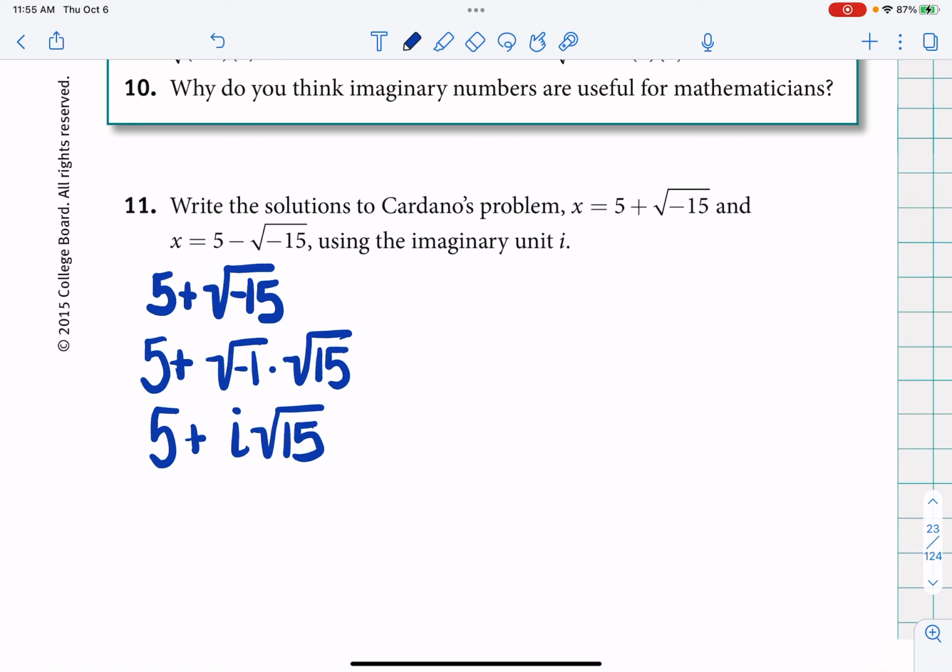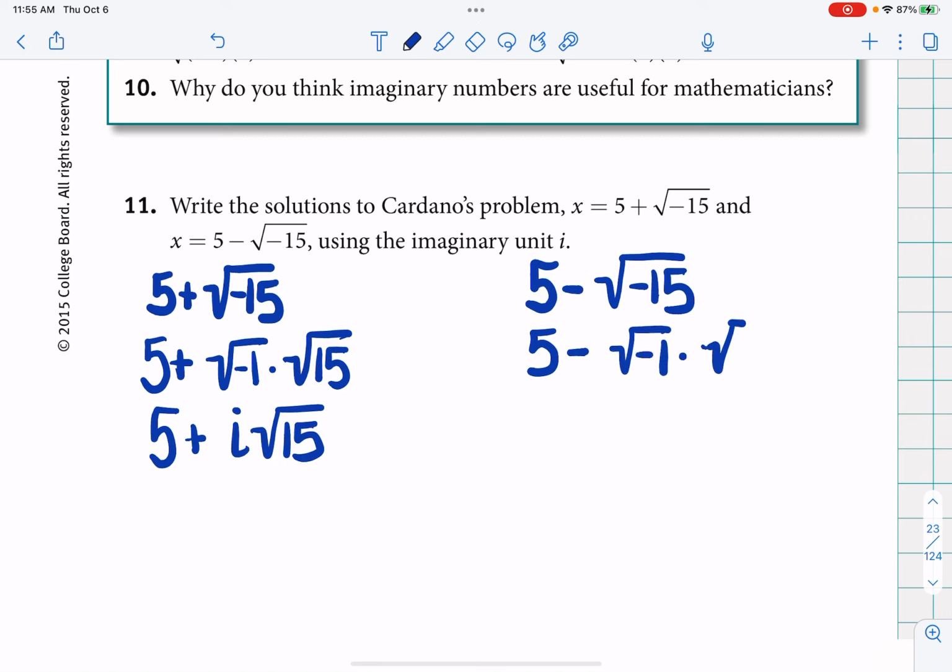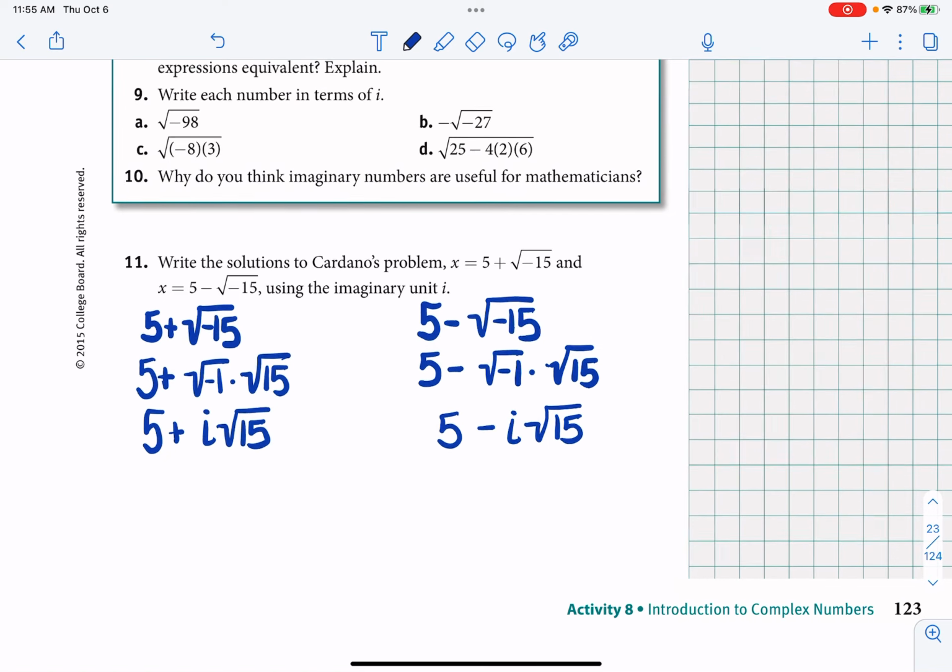Let's do the same thing with the other one: 5 minus the square root of -15. It's the same problem, just the minus has changed. You would have 5 minus the square root of -1 times the square root of 15. The square root of -1 becomes i times the square root of 15. You leave that, and then you have -5.